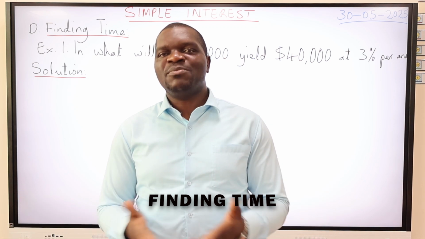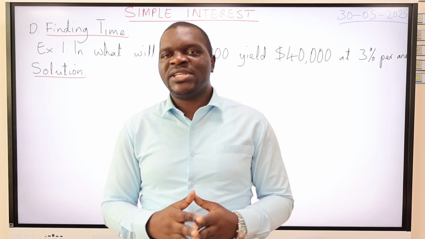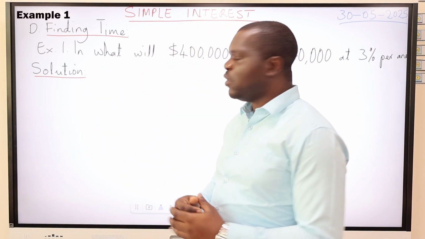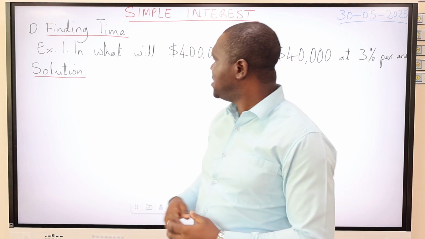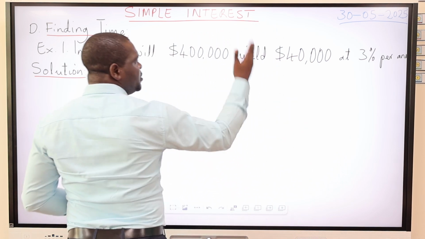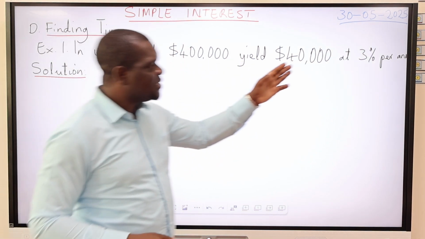What is time? Time is simply the duration within which your interest is calculated when you leave or keep money in the bank. Now we have an example on the board which will help you understand what I'm talking about better. The example says, in what time will $400,000 yield $40,000 at 3% per annum? That is 3% per year.